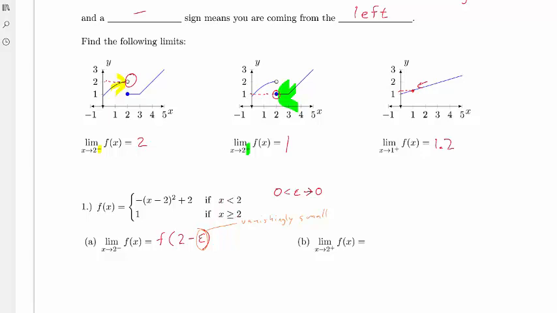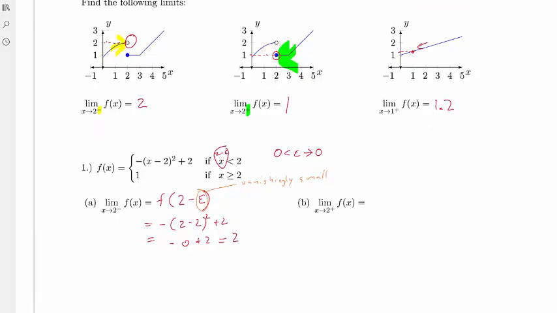Given that information, which case are we in over here? Well, obviously, we're a little less than 2. We're looking at 2 minus epsilon right there, so we are in this case right here. Now we just plug in the 2 to see where it's approaching, because the epsilon is vanishingly small. So we have negative 2 minus 2 squared plus 2. 2 minus 2 is 0, so we're left with negative 0 plus 2. The answer is 2.